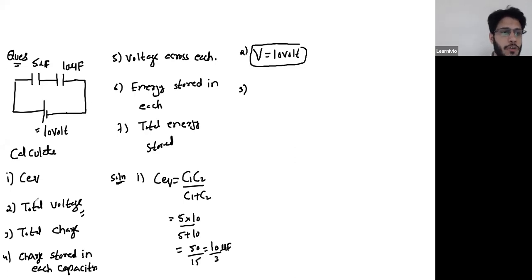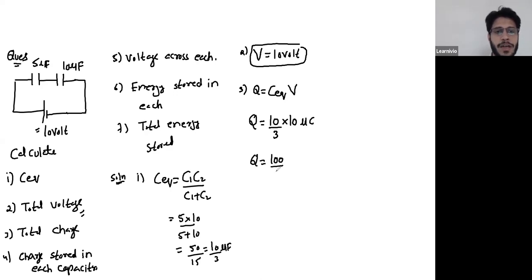Third, Jubaina, how would you calculate total charge? Q1 plus Q2. We don't have Q1 and Q2 right now. Any other method to calculate total charge? CV. Jubaina, in this particular case, will charge divide or remain the same? Series combination, it will be the same. So it will never be Q1 plus Q2. To calculate total charge, just use this relation: C equivalent multiplied by total voltage. C equivalent is 10 by 3, the voltage is 10. Remember, this is micro, so it will be microcoulomb. So your charge is 100 by 3 microcoulomb.